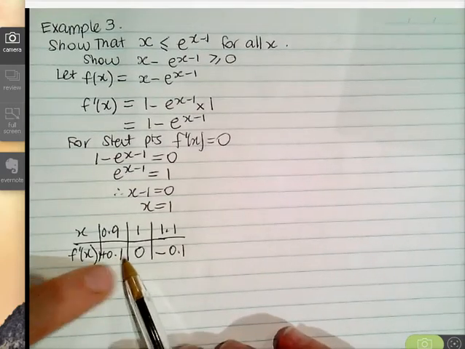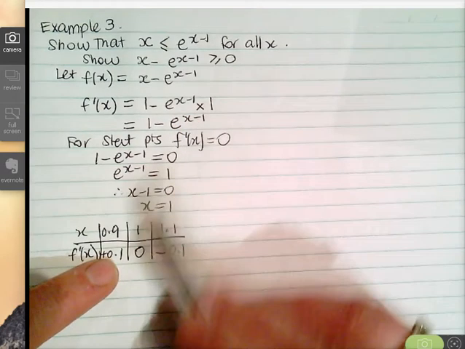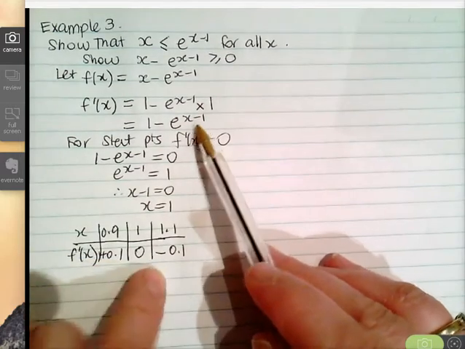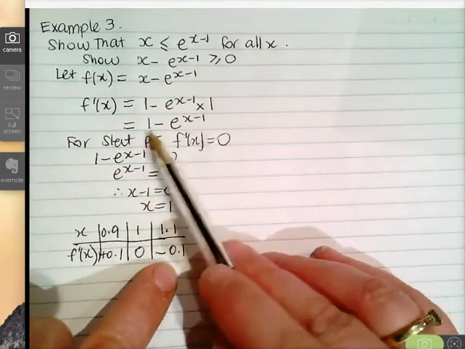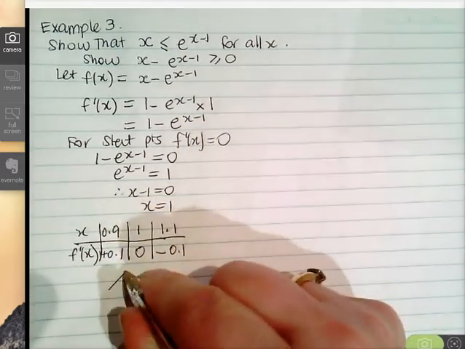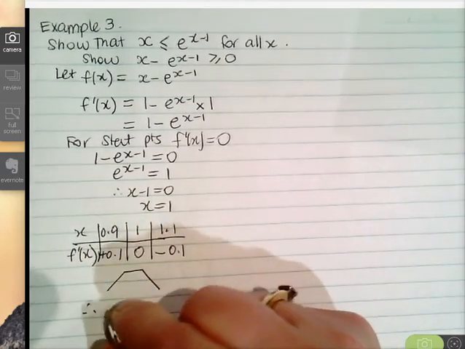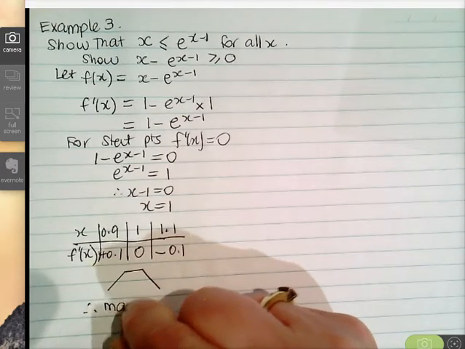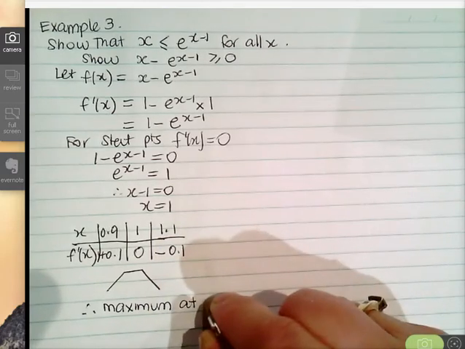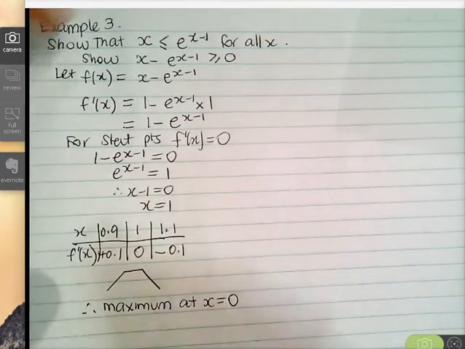Put in the value of 0.9, so you'd get 1 minus e to the negative 0.1 here. I got approximately positive 0.1, and when you put 1.1 here, 1 minus e to the 0.1 gave me a negative value. So we've got positive gradient, 0 gradient, negative gradient. Therefore, we appear to have a maximum at x is 1.